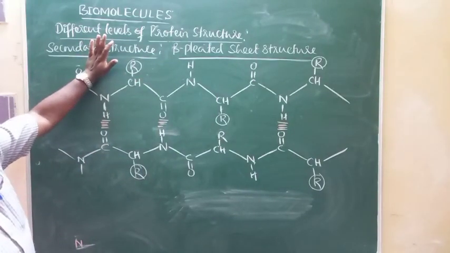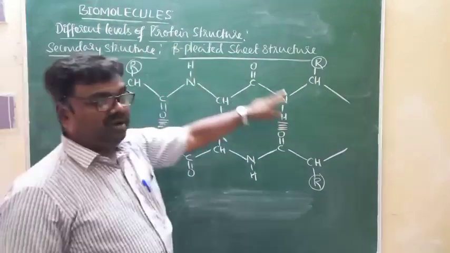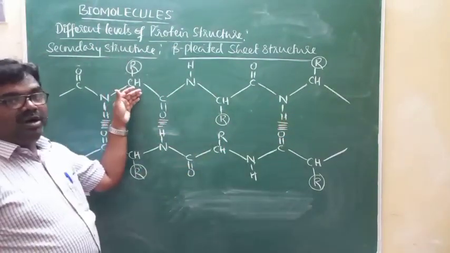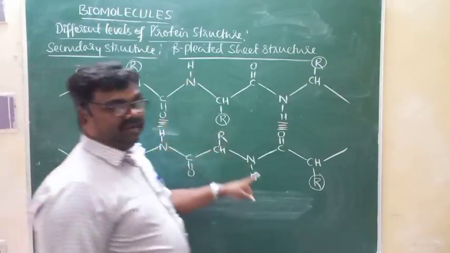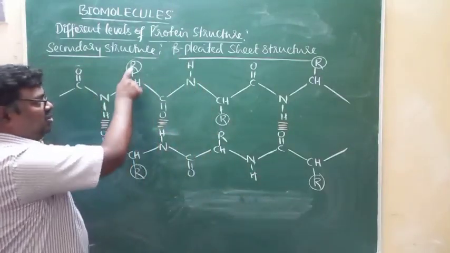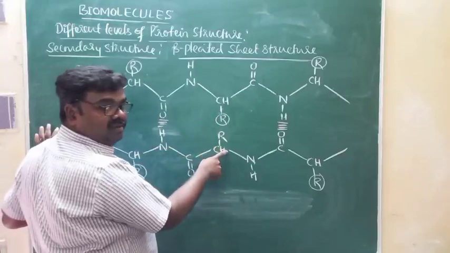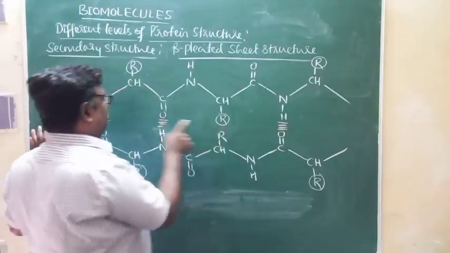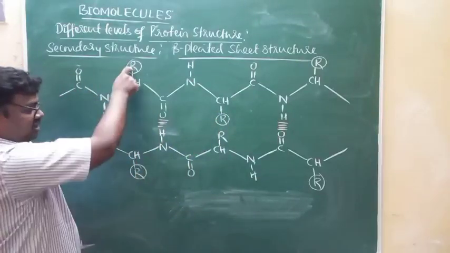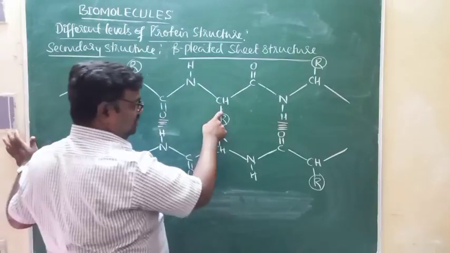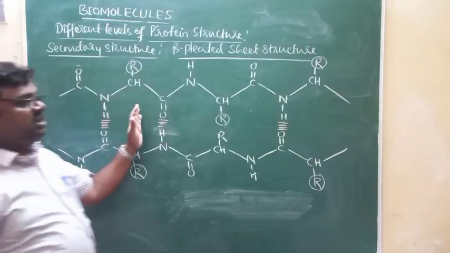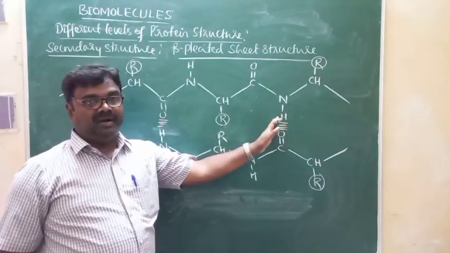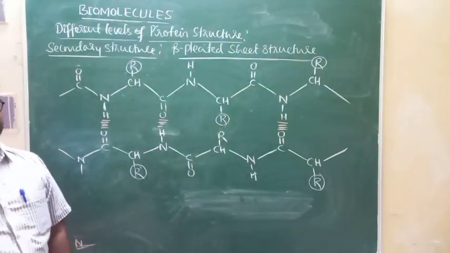In beta pleated structure, when all R groups are small in size, two or more polypeptide chains lie side by side in zigzag fashion with alternate R groups on the same side. Look here, your R groups are on the same side at alternate positions, situated at a fixed distance apart. That results in the beta pleated sheet structure.